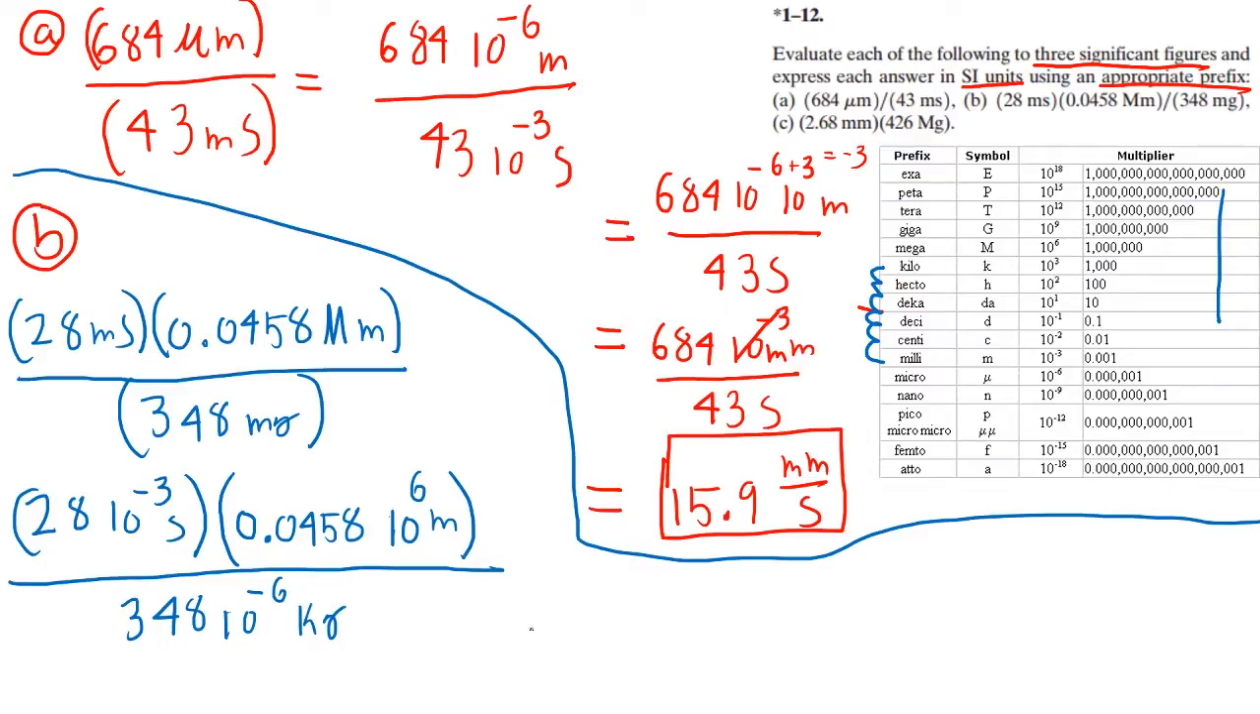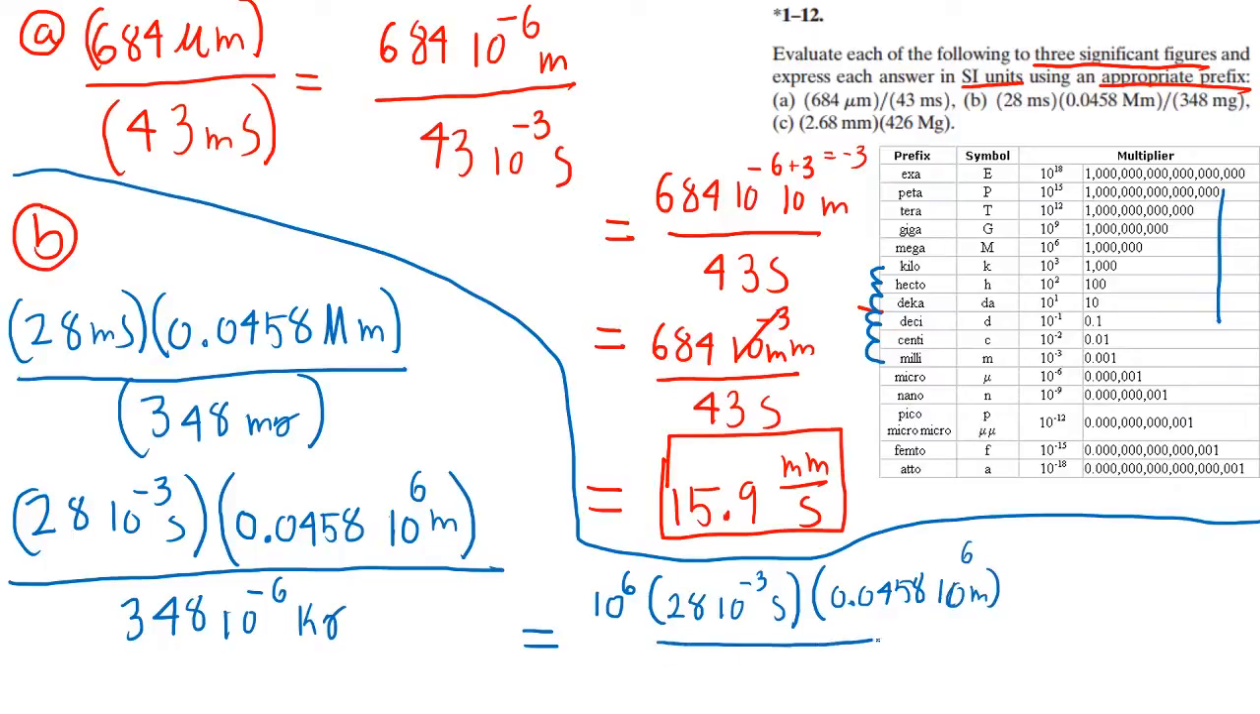So like previously, we want to get this to the top, right? We got our SI unit on the bottom here. We got kilograms. We want to get 10 to the negative 6 up top. So let's portray that real quick. 10 to the negative 6 is going to become 10 to the positive 6. That's going to be multiplied by 28 10 to the negative third seconds multiplied by 0.0458 10 to the positive 6 meters, all over our nice little friendly bottom now, 348 kilograms.